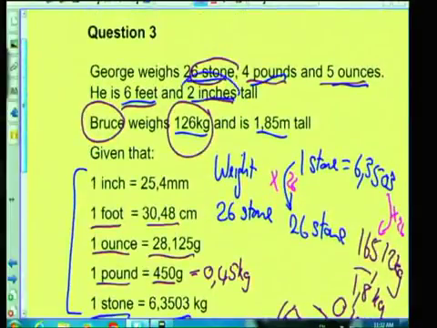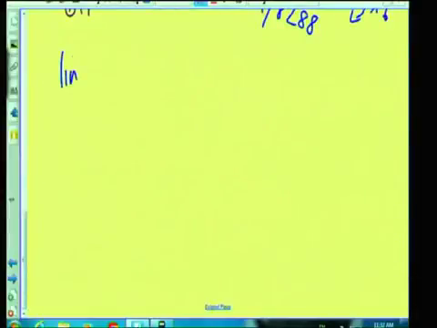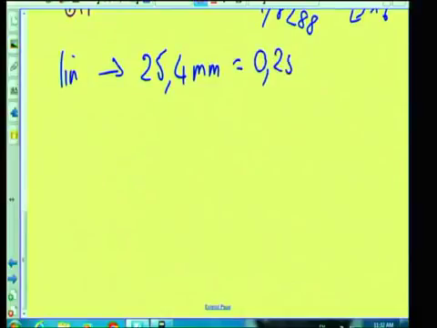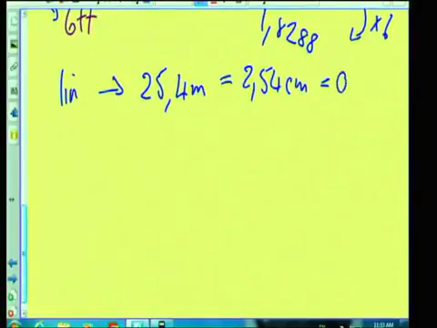The next part was how many inches was he? He was 6 foot and 2 inches. We know that 1 inch is 25,4 millimeters. Not 0,25, I must only divide by 10. So 25,4 millimeters is equal to 2,54 centimeters. Now, if I divide by 100, then I'm going to get 0,0254 meters.